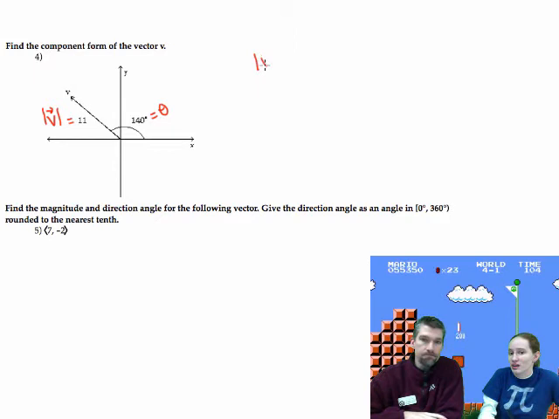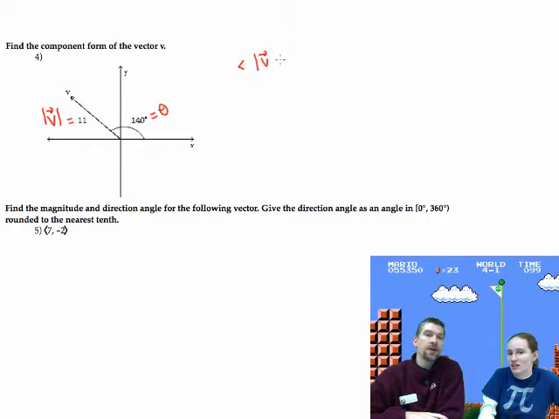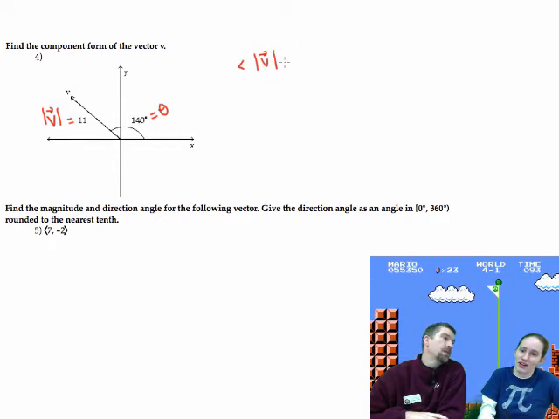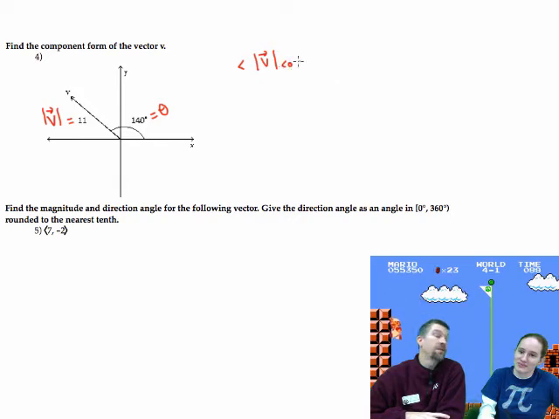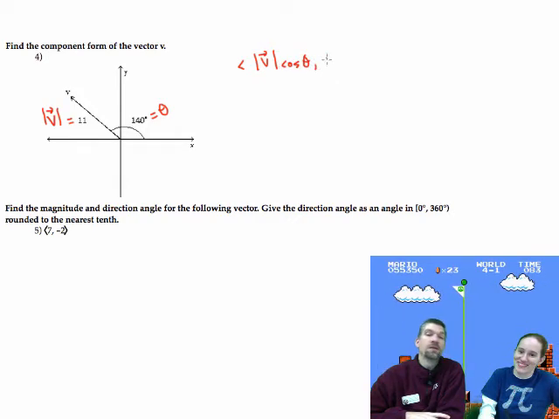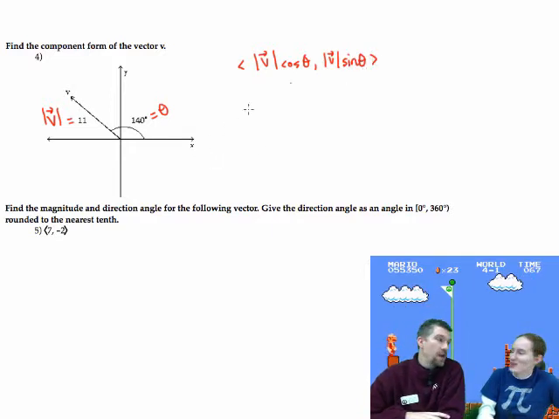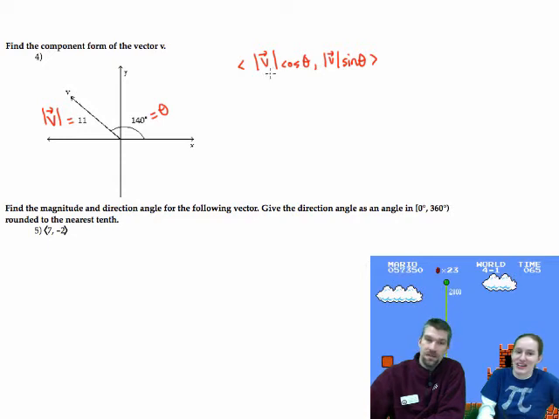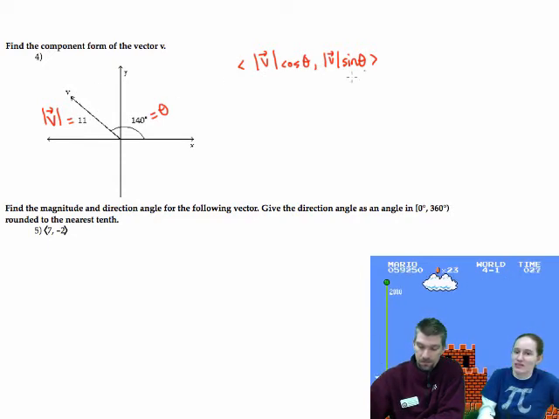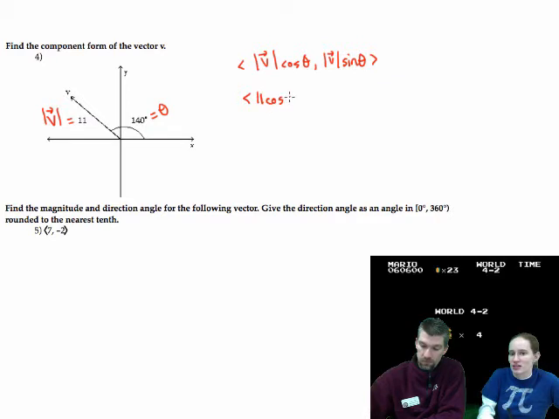There is a formula for that. I know what it is without looking. Okay. Magnitude of v cosine alpha, comma, magnitude of v sine alpha. If I was writing, totally, those would be alphas. Okay, so we plug these into this formula.